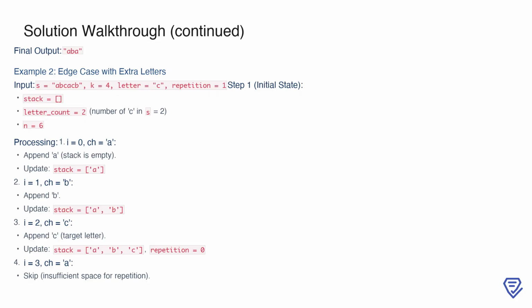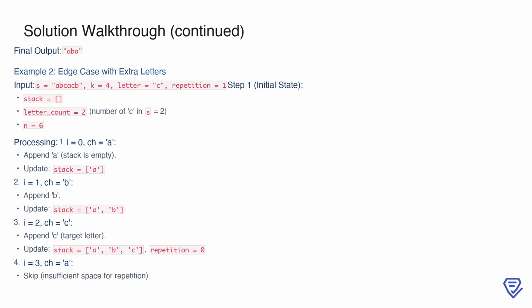At index 0, the character is a, and since the stack is empty, we append a. At index 1, the character is b. We append b as well because there's still space in the stack and no immediate need to prioritize c. At index 2, the character is c. Being the target letter, we append it to the stack and decrement the repetition count to 0, as we've now met the requirement of 1 c.